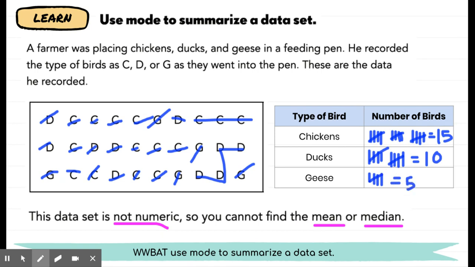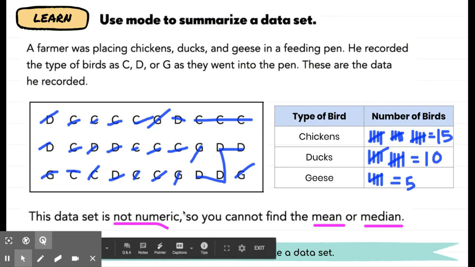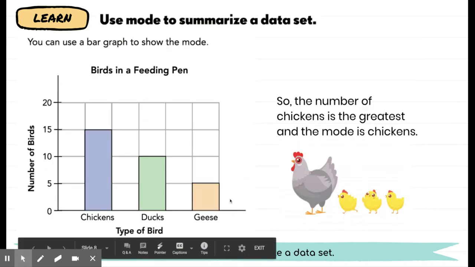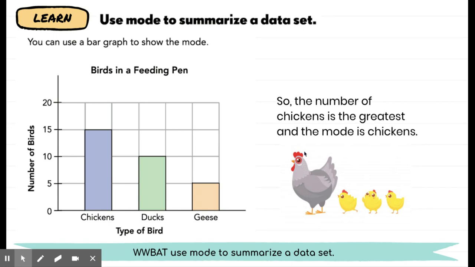So now that I have the values, I can summarize that the mode of this data set is chicken, because chicken appears the most often. I can also represent my data using a bar graph to show that there are 15 chickens, 10 ducks, and 5 geese. So since the number of chickens is the greatest, the mode is chickens.